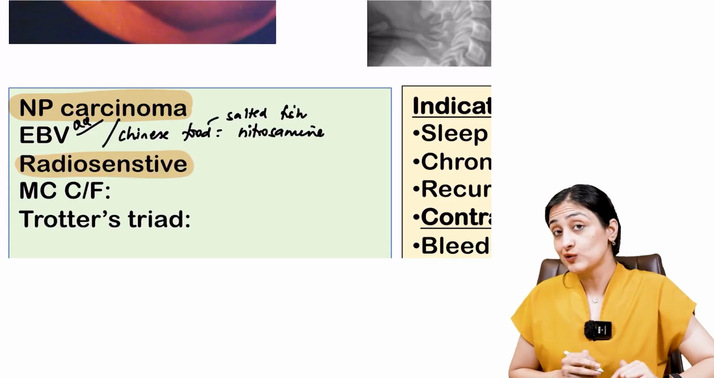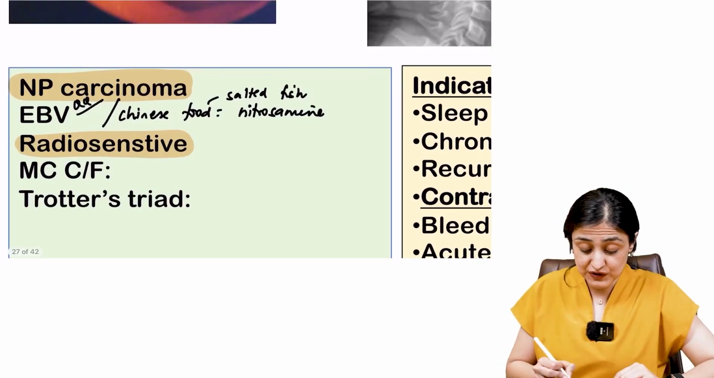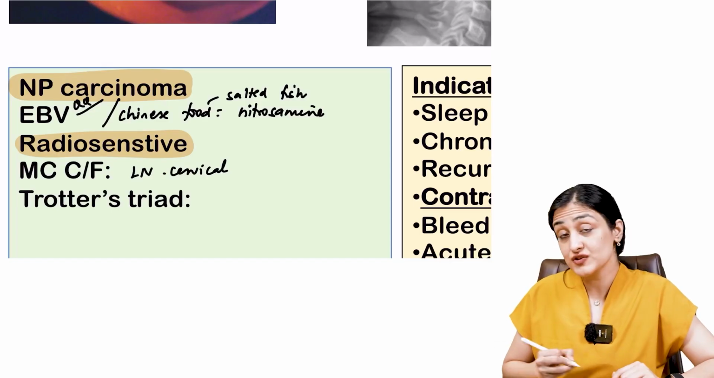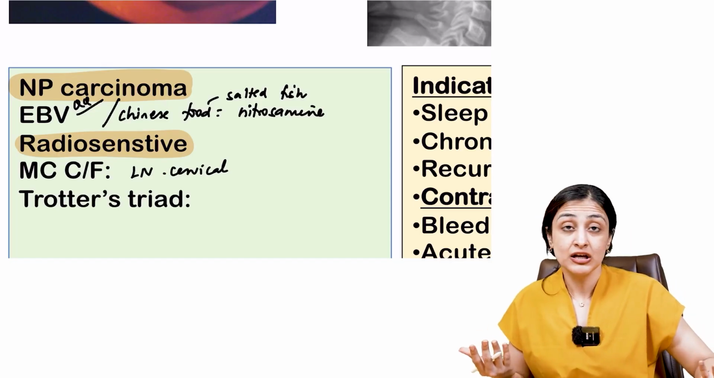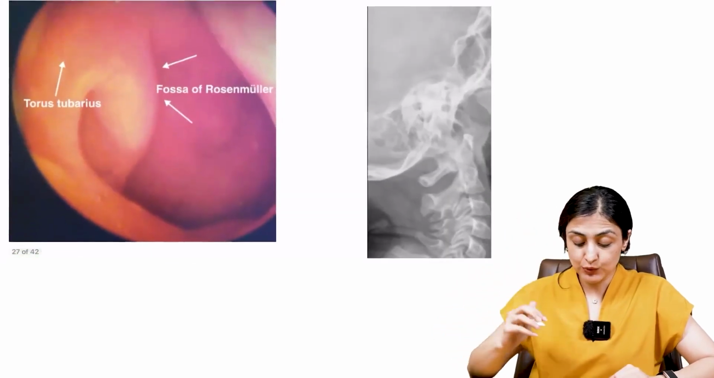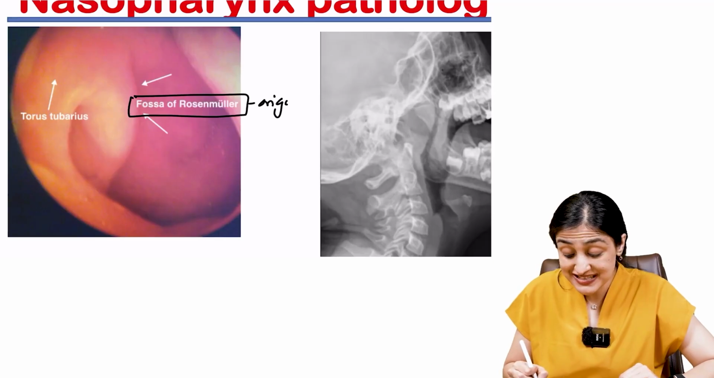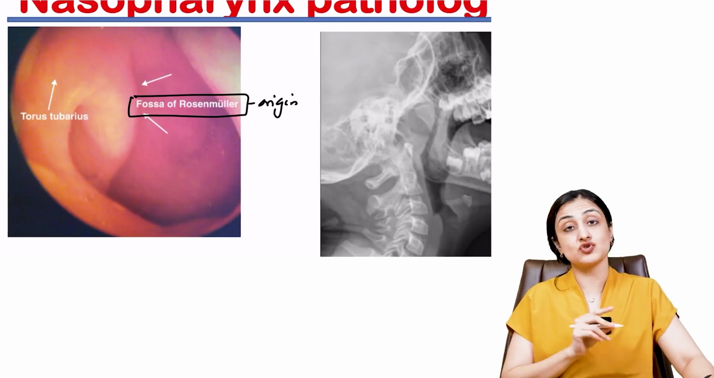And it turns out the most common clinical feature here is lymph nodes. So it presents as cervical lymph nodes as the first site of presentation. Because the mass is quite deep rooted, where it arises is called the fossa of Rosenmuller. Don't mix this with the sphenopalatine foramen, which is for JNA.